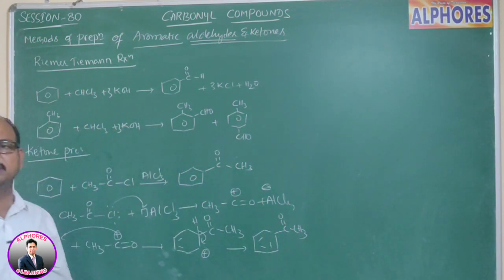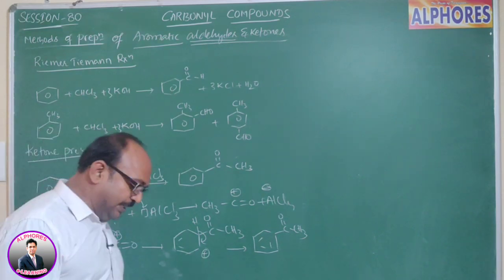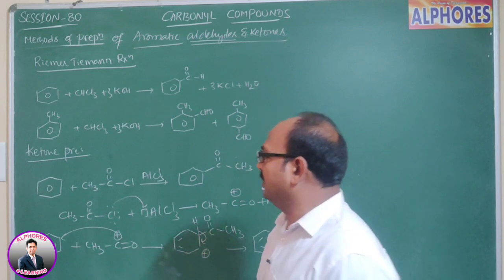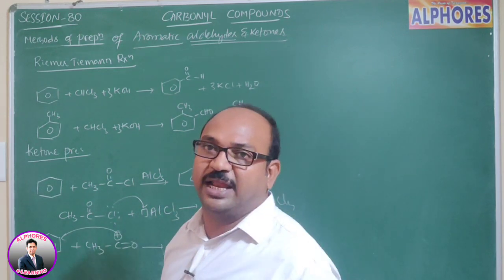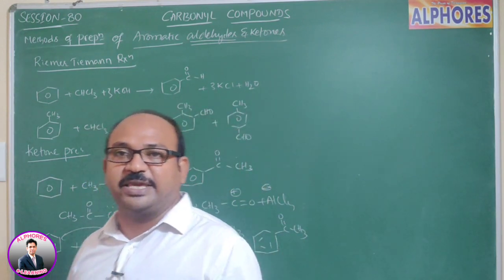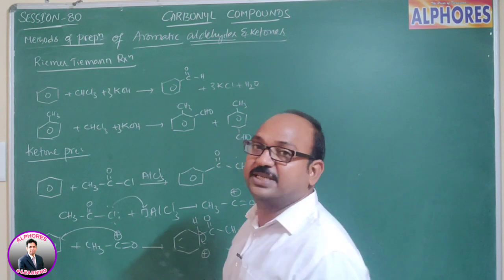All these mechanisms we learned earlier, so we are not going to focus on them much here. If we use benzoyl chloride instead of acetyl chloride, we get benzophenone, meaning C6H5COC6H5.